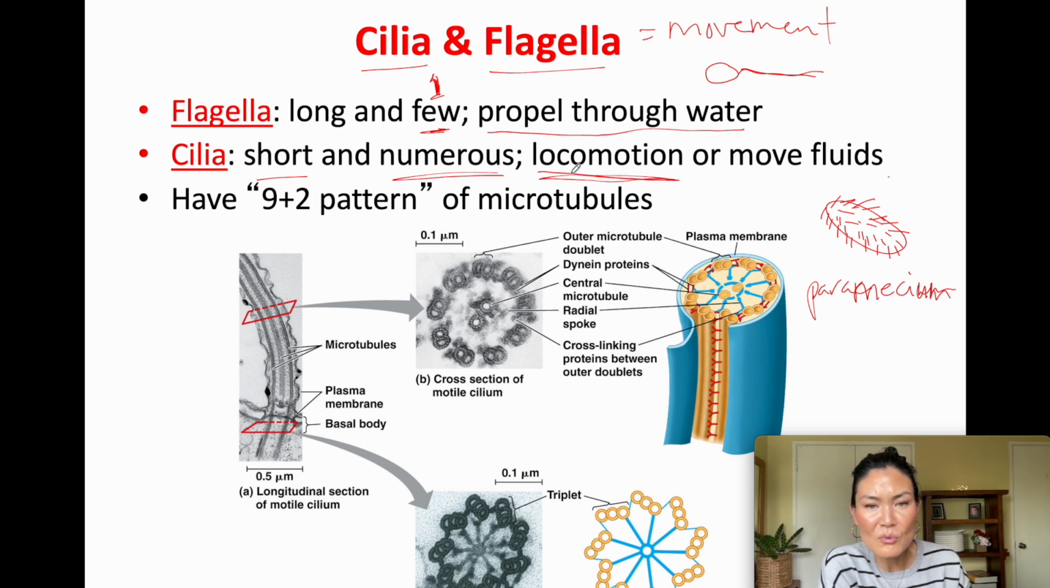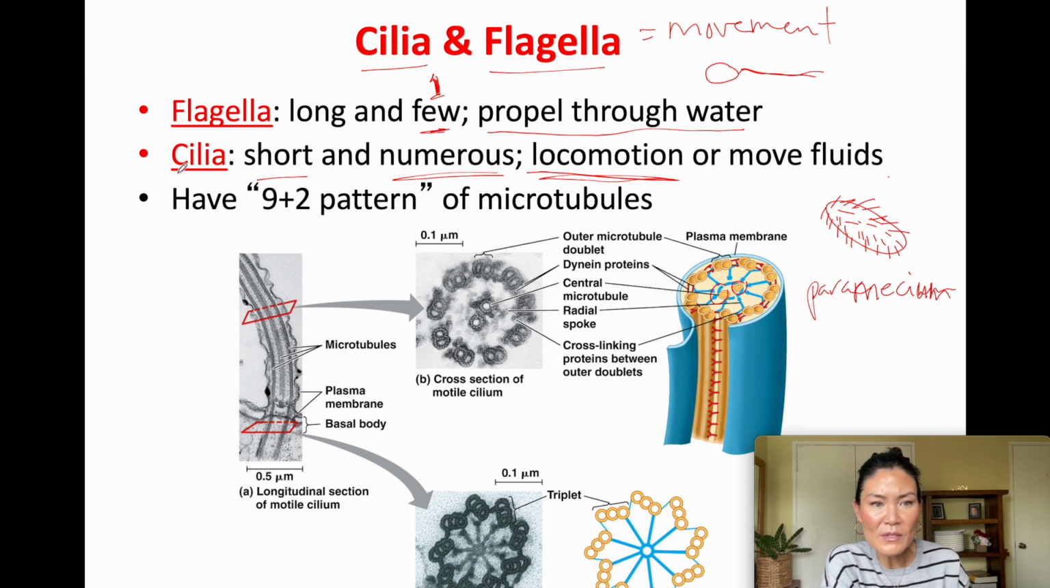Locomotion means to move. Both flagella and cilia have this 9+2 pattern, meaning there are 9 pairs of microtubules, you can count them, and then there are 2 microtubules in the middle. So if you were to cut open a flagellum or a cilium, you would find microtubules in this pattern.